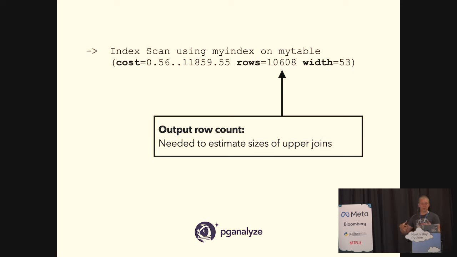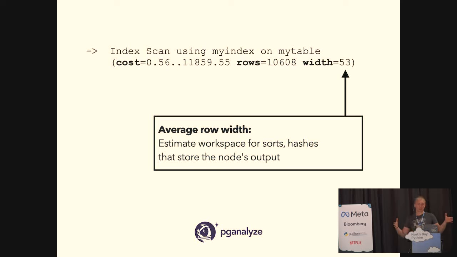It also estimates how many rows it thinks it's going to output, and how wide these rows are, right? Again, an example would be pgvector, where vector embeddings can be extremely wide, with a lot of data, versus if you just have a bunch of small integers, that's very different.